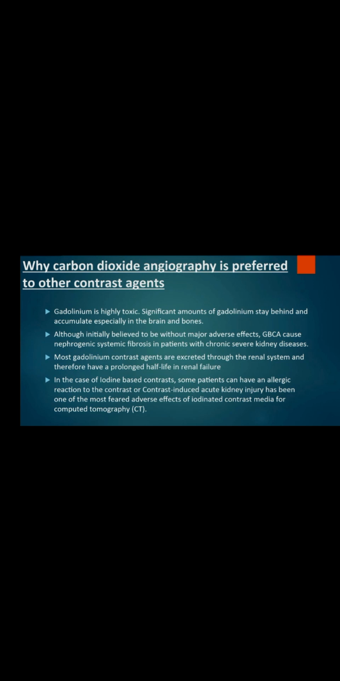On why carbon dioxide angiography is preferred over other contrast agents, there are several reasons why. Gadolinium is highly toxic. Significant amounts of gadolinium stay behind and accumulate, especially in the brains and bones. Although initially believed to be without major adverse effects, gadolinium-based contrast agents cause nephrogenic systemic fibrosis in patients with chronic severe kidney disease. Most gadolinium contrast agents are excreted through the renal system, therefore have a prolonged half-life in renal failure.